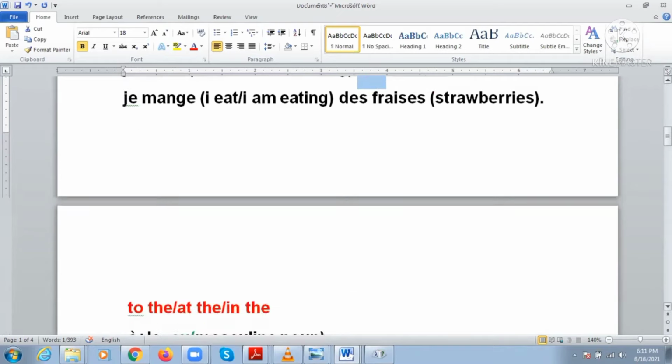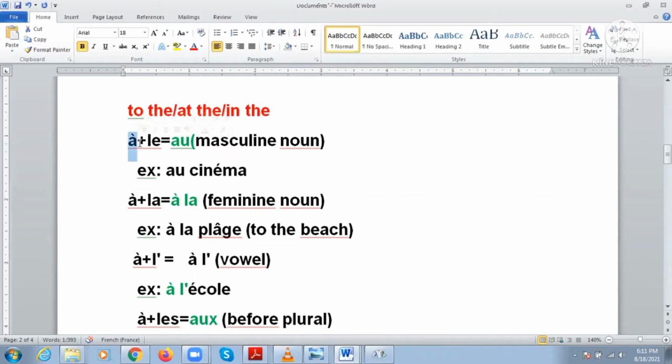Okay. Next is to the, at the, in the. If you want to use to the, at the, in the, in that case also we will use contracted articles. Here we will use our preposition. We have taken our preposition because à means to, at, in, right? So à plus le becomes au, which means either to the, at the, or in the.